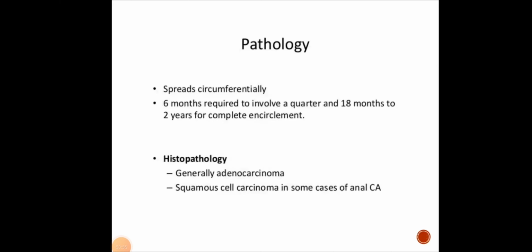Then about the spread, four kinds of spread it is told. Local spread, that is, it will spread locally, circumferentially. Later spreads to the muscular coat and perirectal tissue, then to prostate, bladder, seminal vesicles, like that. It will spread. That is the local spread.